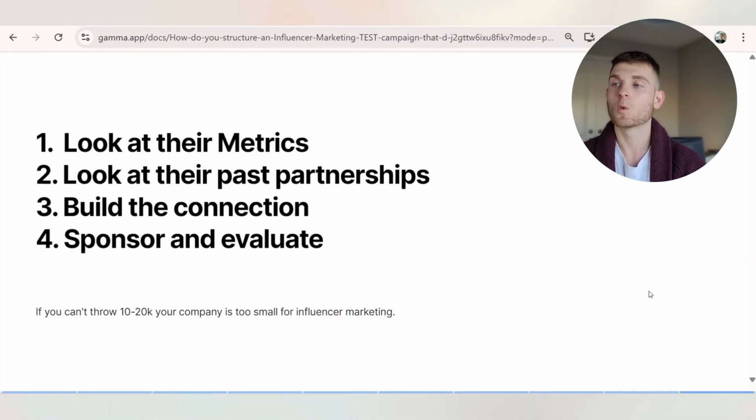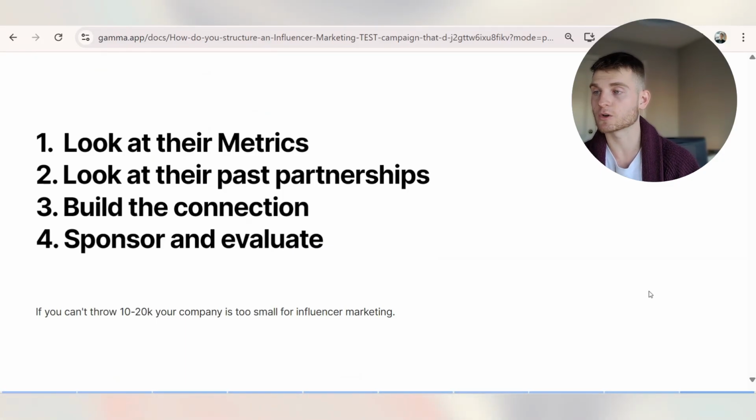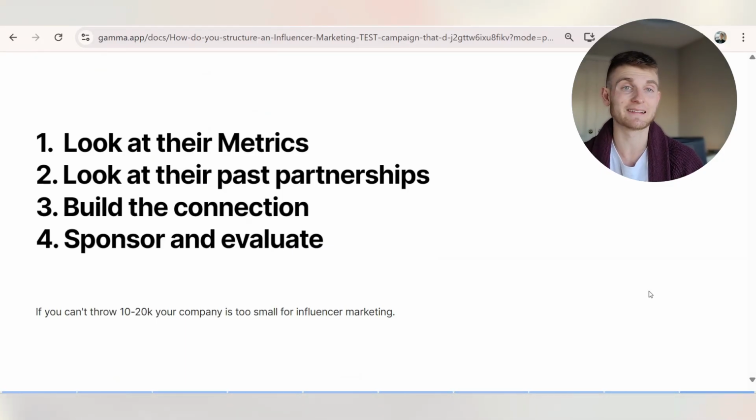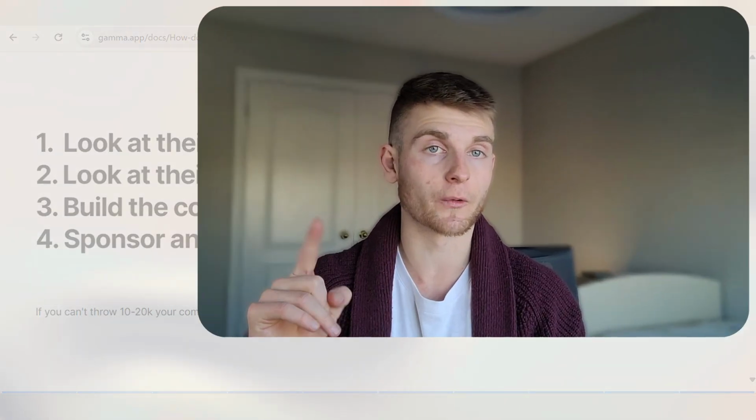So to sum up, what you're going to do is start by looking at their metrics. Then you're going to look at their past partnerships. Then you're going to build this connection. It's going to let you get those discounts, make it an even cheaper, low risk test that you can run. And then all that's left to do is sponsor them and evaluate. Now, remember, you always want to use a hybrid model. They've got a video explaining that over here on how you can do that negotiation strategy I mentioned, which gets you those really big discounts, and how you can successfully implement a hybrid model.